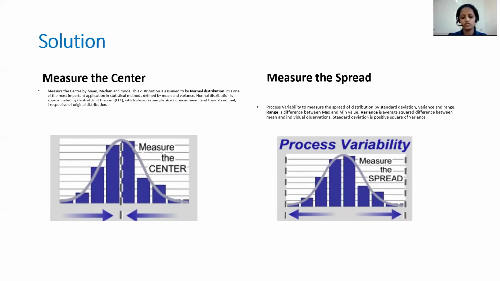And the variation, the process variability, is measured by the variance, the range, and the standard deviation. The range is the difference between the max and the min value, and the variance is the average squared difference between the mean and the individual observations, and standard deviation is the positive square root of the variance. So through these, we can plot the graph where we can measure the center and measure the spread, the distribution, through variance.